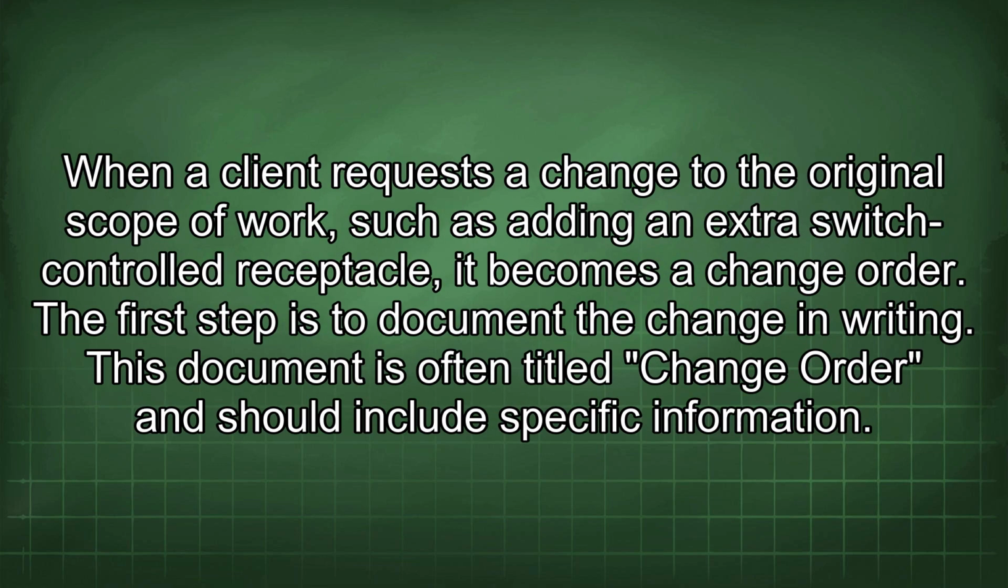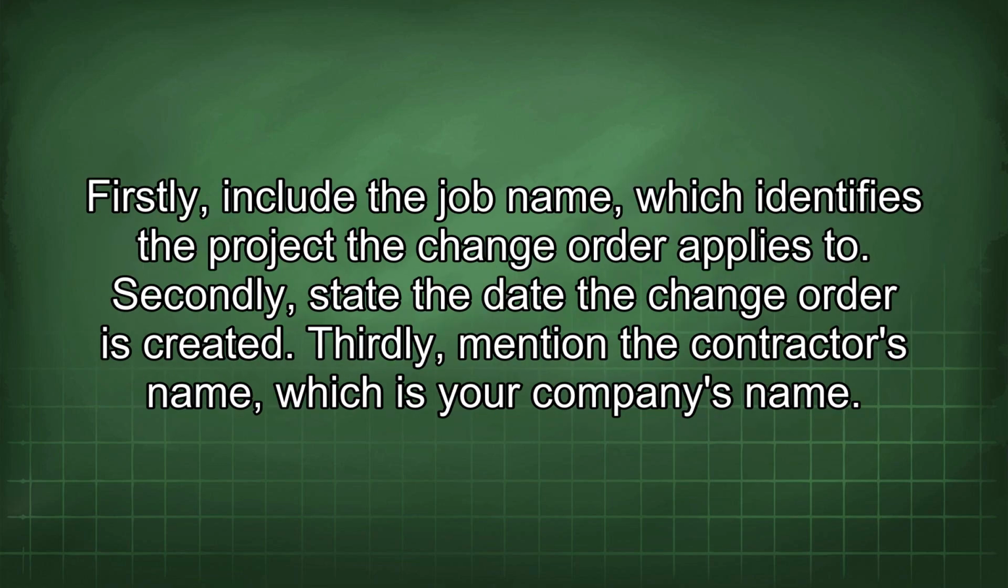When a client requests a change to the original scope of work, such as adding an extra switch-controlled receptacle, it becomes a change order. The first step is to document the change in writing. This document is often titled Change Order and should include specific information. Firstly, include the job name, which identifies the project the change order applies to. Secondly, state the date the change order is created.